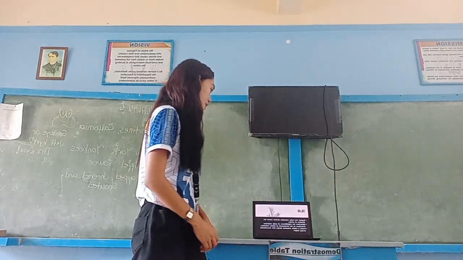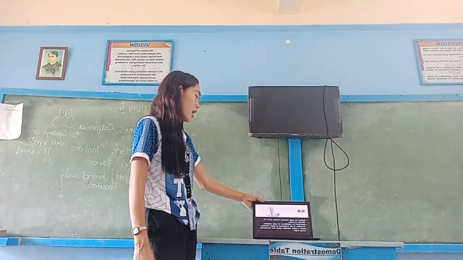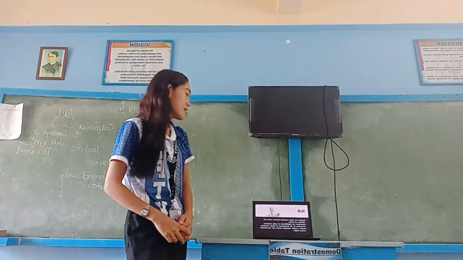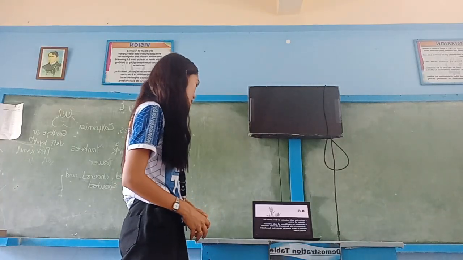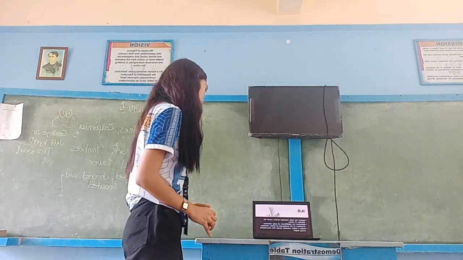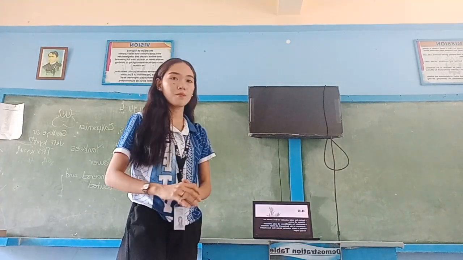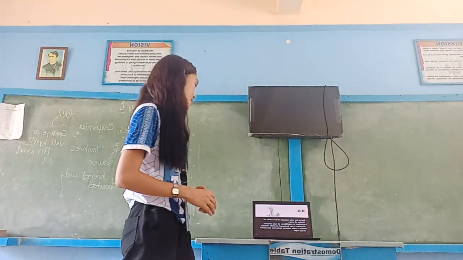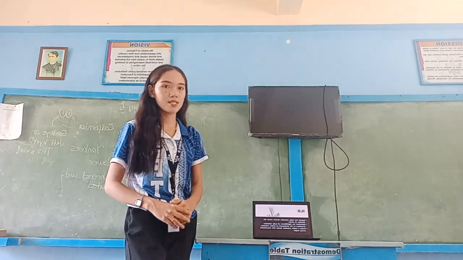Allow me to read first. First is to explain how early animation devices create the illusion of motion. Second is to appreciate the significance of early animation inventions in the development of modern animation. And last is to create a simple animation device that demonstrates moving images.